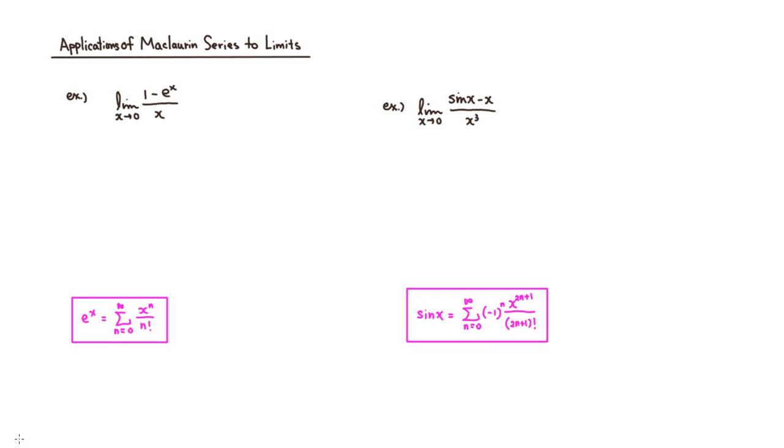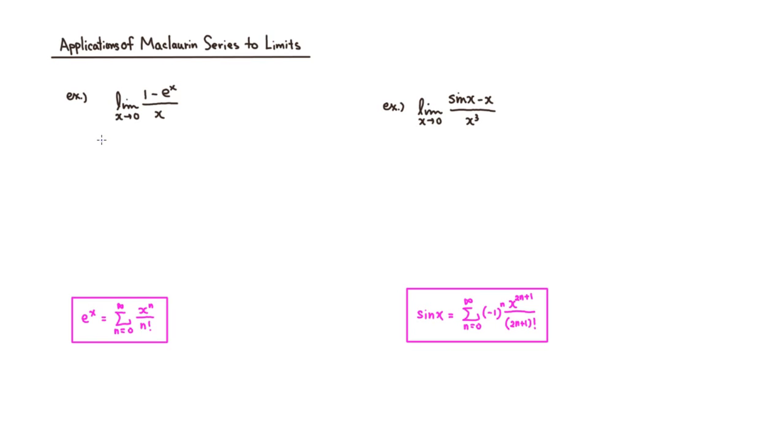All right, let's look at a couple of applications of Maclaurin series to limits. First one: the limit of (1 minus e to the x) all over x as x approaches 0. Remember that there's a Maclaurin series for e to the x, which is a summation from 0 to infinity of x to the n over n factorial. Let's write down a few terms so that we can see what's going on.